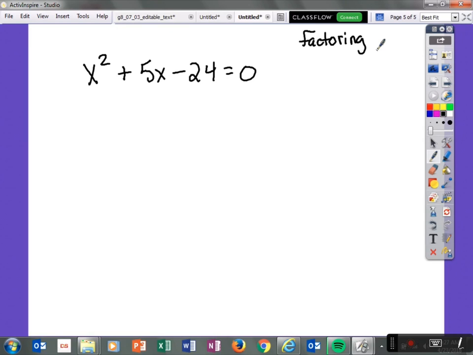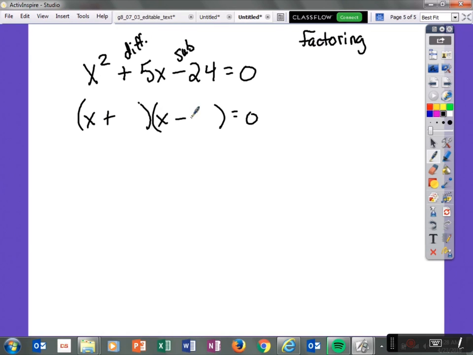Alright, it's gonna factor into what? 2 parentheses. X squared has to break down into x and x. This minus tells me to subtract. Every time we subtract, our signs are different. So one parentheses has a plus, the other has a minus.